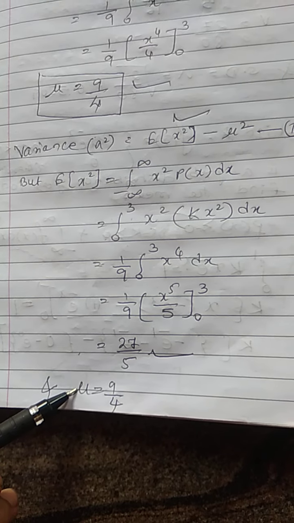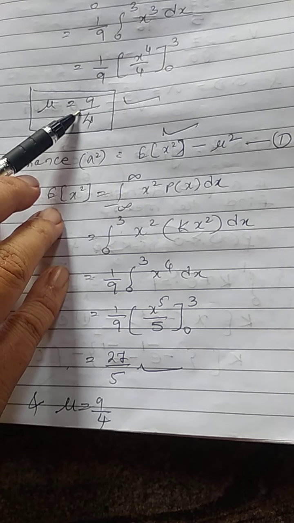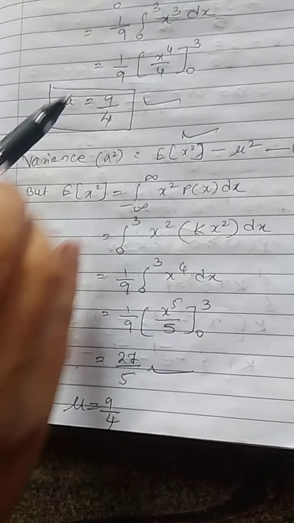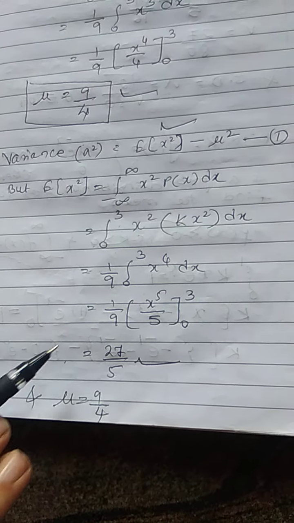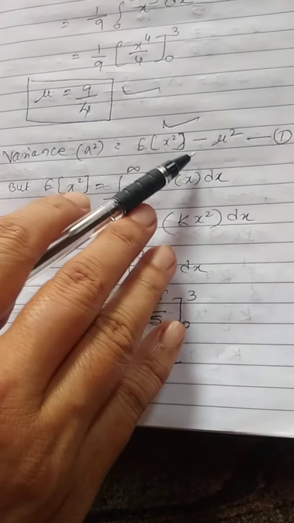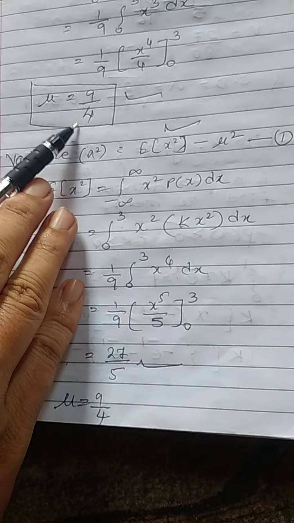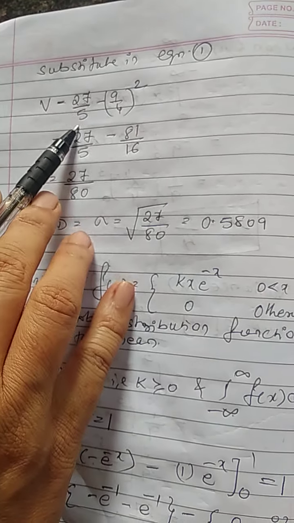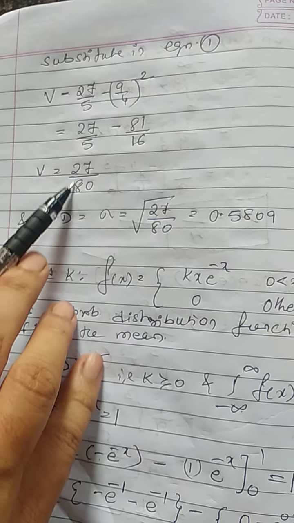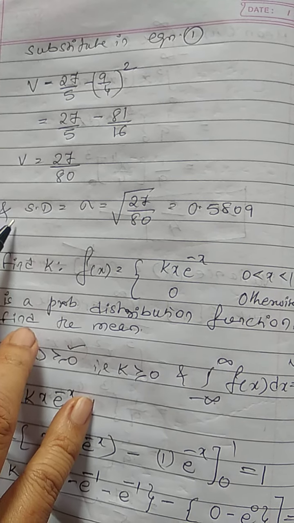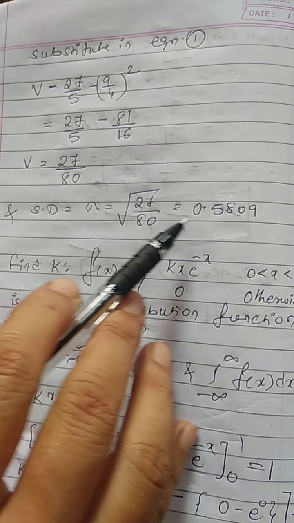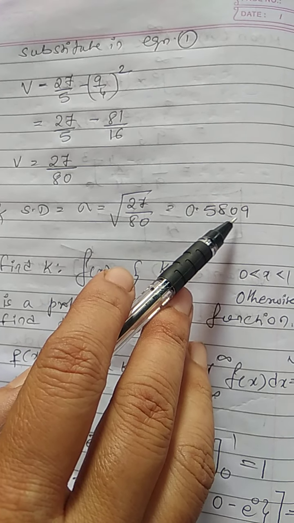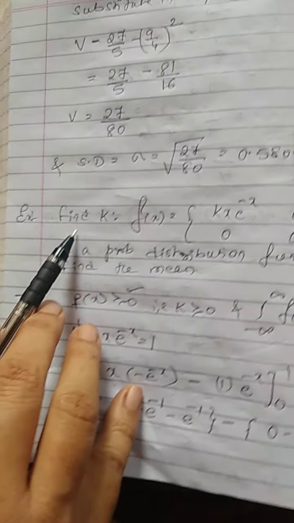Next, already we have calculated the value of mu, that is 9 by 4. So both these values you substitute in equation 1. So e of x square means it is 27 by 5 minus mu square. Mu means 9 by 4 whole square. So when you substitute, you will get answer as 27 by 5 minus 9 upon 4 whole square. We get answer as 27 upon 80. Then this is the value of variance. Standard deviation is square root of 27 by 80. Answer is 0.5809.